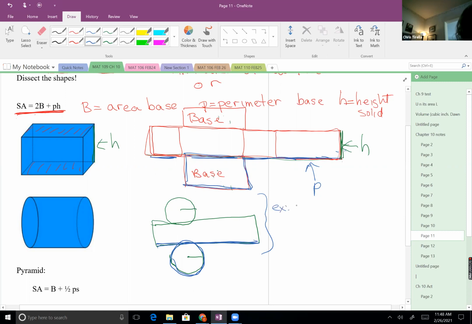Let's say on my cylinder, the base has a radius of 2, and the cylinder has a height of, oh, let's make it 5. Its surface area is twice the area of the base plus the perimeter of the base times the height.